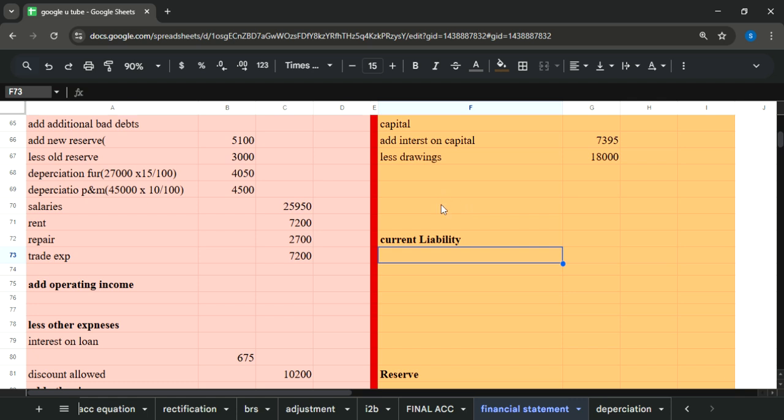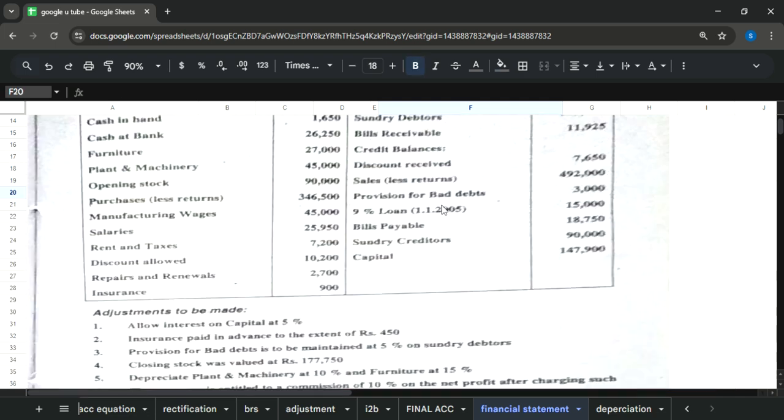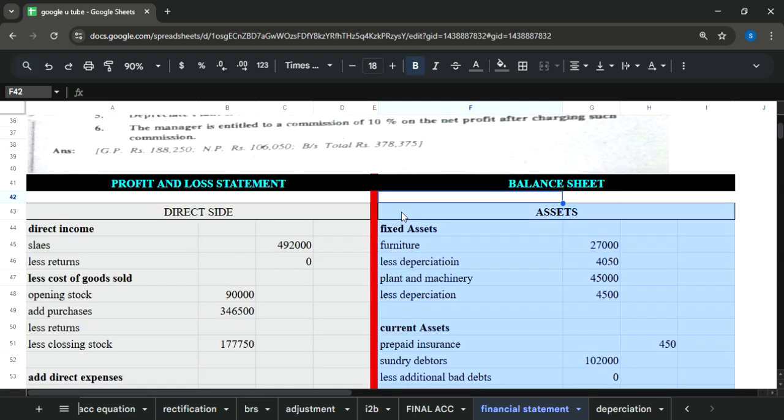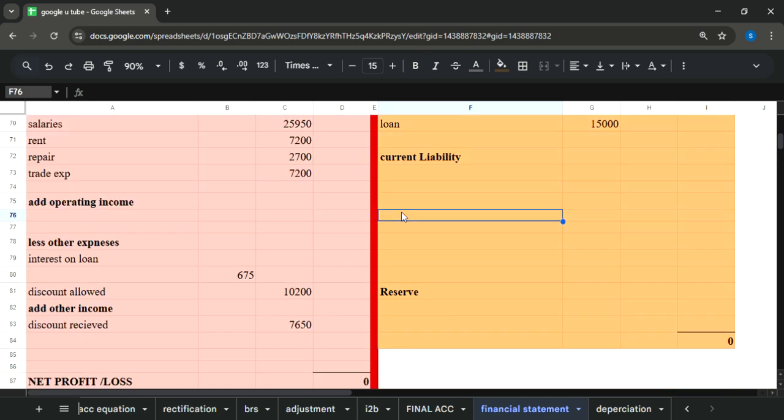Here you will write the amount of loan, and that loan was 15,000. Next is pretty important: 9% is to be calculated. So you will go to the indirect side, and here we will calculate: 15,000 is the amount of loan, and you will calculate 9%. This is the full amount of interest, 1350, out of which interest on loan 675 has already been paid.